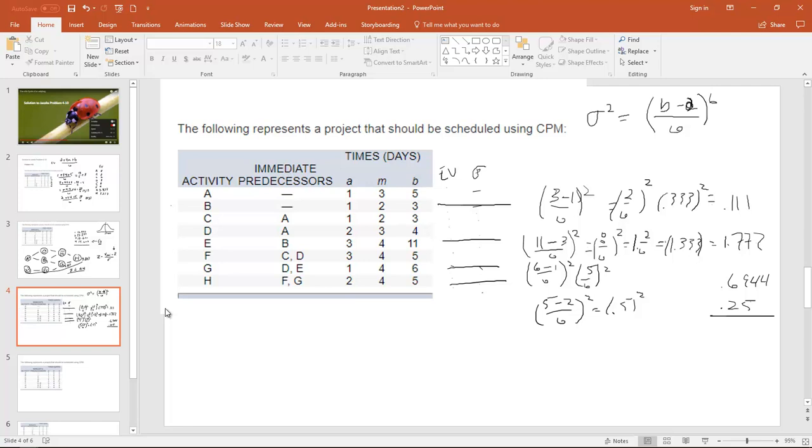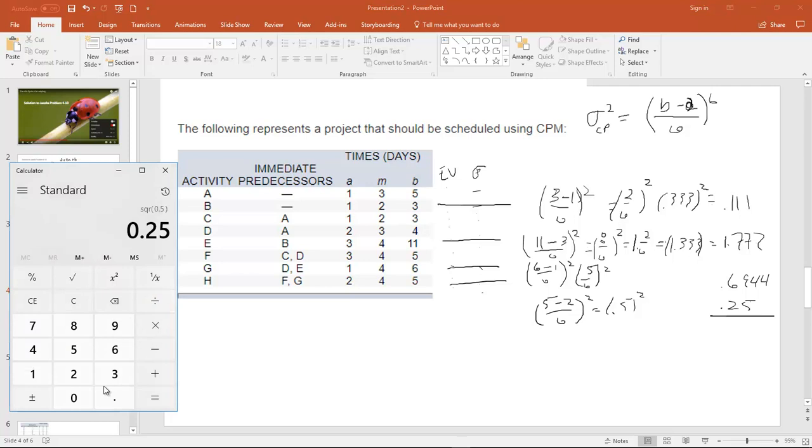We add up these. The nomenclature up here would be the sigma squared of the critical path, right? So we're doing the critical path items. Let's add these numbers up, and that will give us the variance of the critical path. So we're going to add 0.6944 plus 1.777 plus 0.111 is equal to 2.8324.